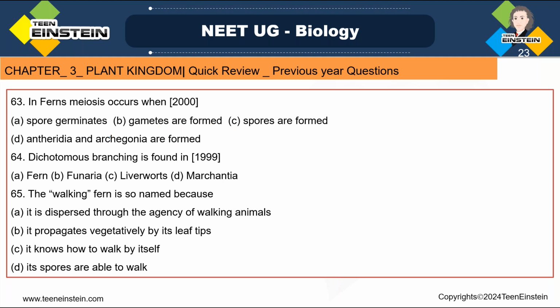That's the question. So here we know that gametic meiosis is found in animals, right? In sporic meiosis, the sporophyte produces sporangia. So here meiosis occurs when they are producing haploid spores. So here the answer is C, when spores are getting formed. At that stage, what will happen?